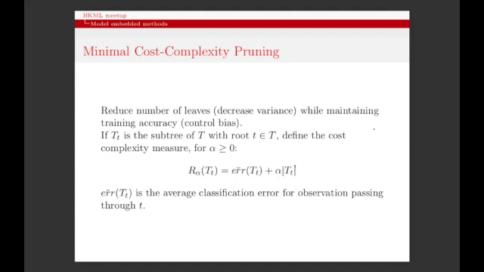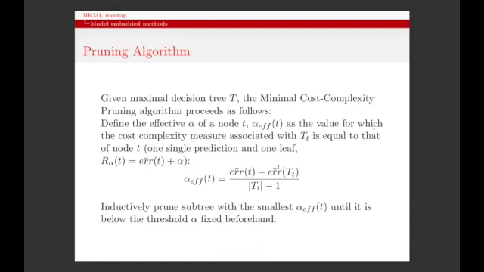So the objective, as I said, is to decrease this cost complexity measure by decreasing as much as possible the error while making the number of leaves as small as possible. So given a maximal decision tree T, the minimal cost complexity pruning algorithm proceeds as follows.